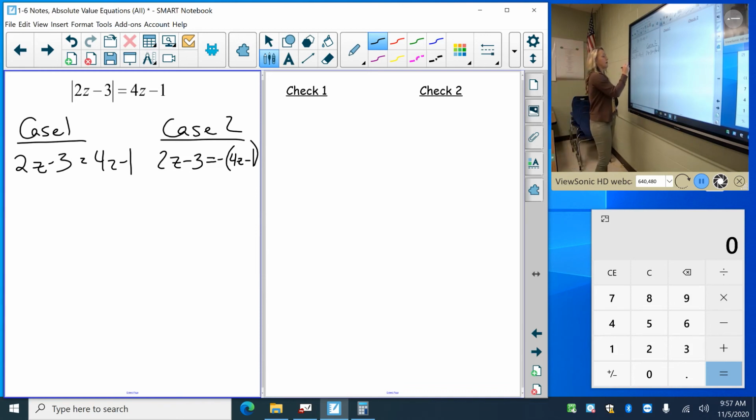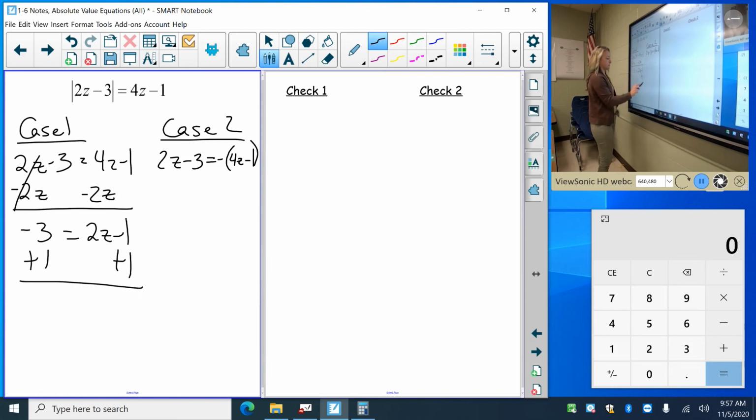Now, let's solve. I want to get my z's on the same side, so I'm going to subtract 2z from both sides. So I have negative 3 equals 2z minus 1. Add 1. So I have negative 2 equals 2z. Divide by 2. Try to make my 2's look like 2's instead of z's. So it's negative 1 equals z.